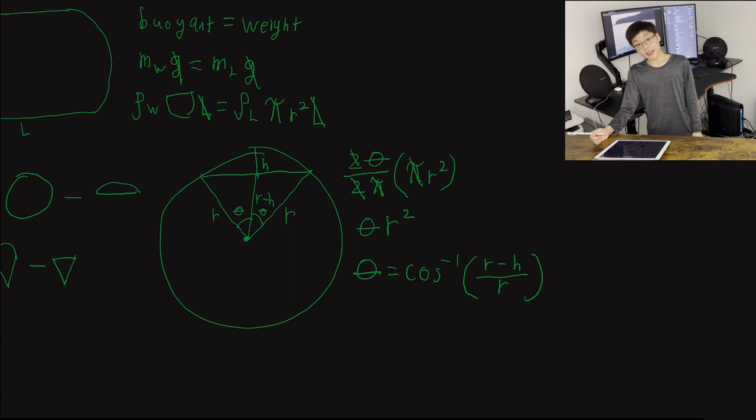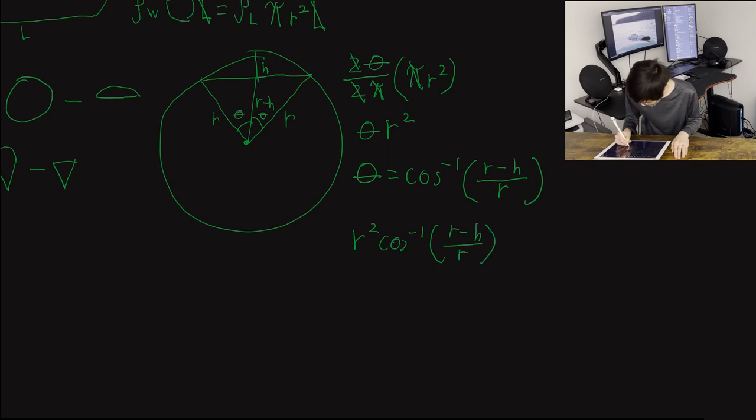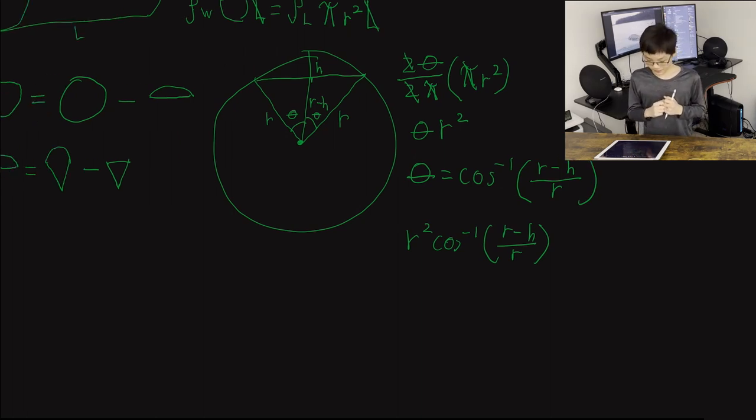Now that we know what theta is, we could just substitute this in instead of theta. So that's just going to be the area of our circular sector. It's just going to be r squared, arccosine of r minus h over r. There we go. We have successfully calculated the area of our circular sector.